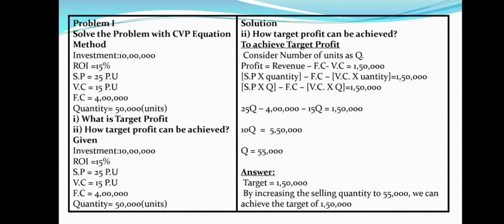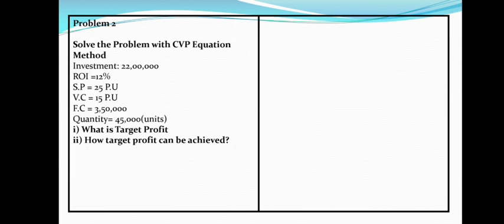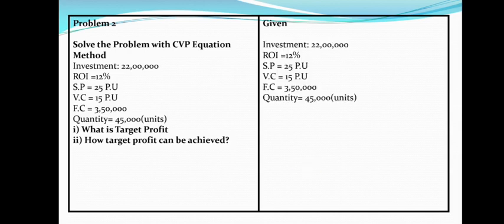So similarly we are going to see another problem. So this is problem 2. Here also, in the same pattern, they are giving data. We have to find the target profit and how the target profit can be achieved. So as we have seen before, now we are going to find the target profit. Target profit can be calculated by using return on investment. So return on investment is 12% of investment.